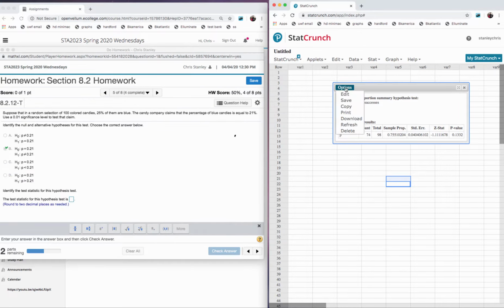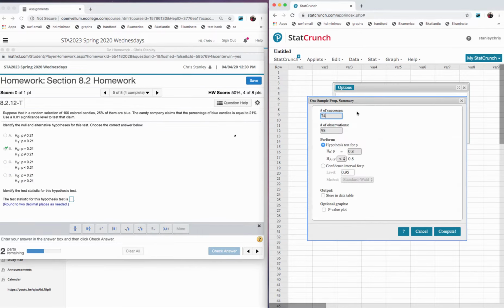Okay, so this is where I'm putting my sample data. The observations would be how many candies that we looked at, and that was 100. And then this would be how many candies of them were blue. Well, 25% of 100 is 25. If you didn't know, you could just do 100 times 0.25. Okay, my alternative is 21, or 0.21. And then my null is 0.21.